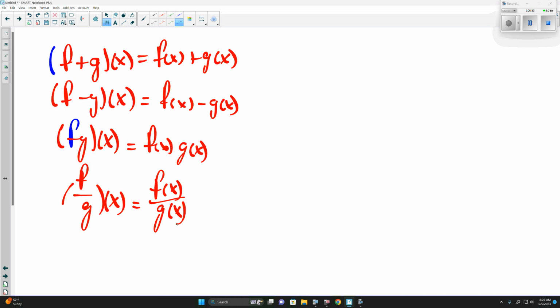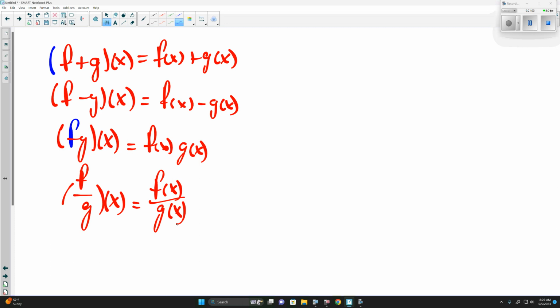With any of these here, f of x plus g of x, we replace f of x and g of x with their functions, and since it's addition, we add like terms. f of x minus g of x, we replace f of x and g of x, and then subtract the two. Multiplication, we replace f of x and g of x with their functions, and then multiply them together. And f of x divided by g of x, we replace them with their functions and then simplify if possible. If they have any common factors, we would simplify those out.